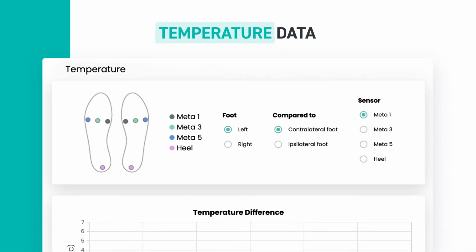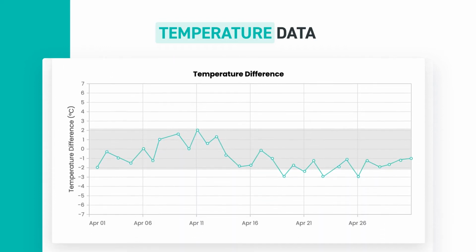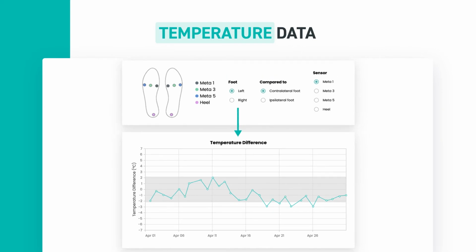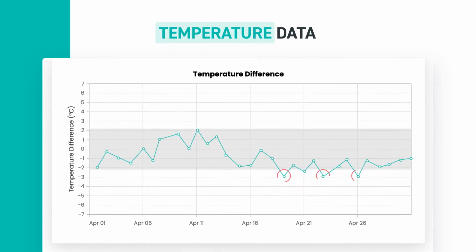Finally, temperature data. The top section is where you can select what data is displayed in the graph below. Each data point on the graph represents the temperature difference based on the selections above. If a single data point is greater than a 2.2 degrees Celsius difference, a temperature flag will be generated so the patient can be contacted if needed.